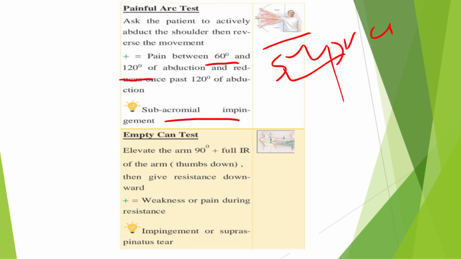The next test is the empty can test. In this test, elevate the arm to 90 degrees plus fully internally rotate the arm, with the thumb positioned downward, and the physiotherapist uses force to push his arm downward. If the patient feels pain or weakness during the resistance, then this is a positive empty can test.